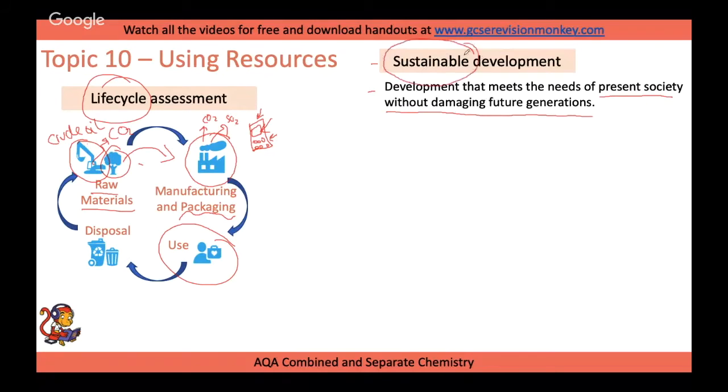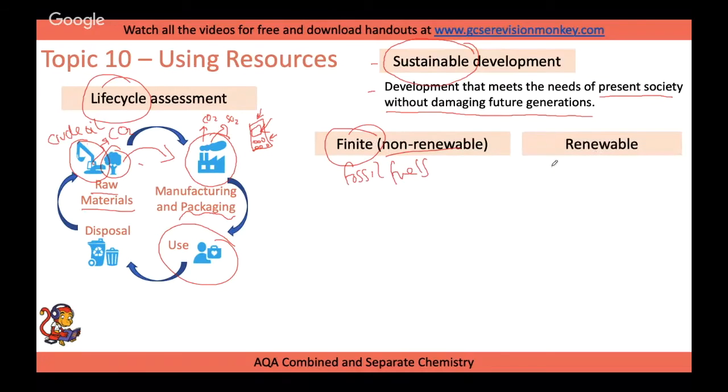We need to make sure that we're using renewable resources where we can and not just exhausting all of our finite resources. Which brings us on to those two words. In chemistry, they use the word finite to describe non-renewable resources like fossil fuels. And in terms of making products and things, renewable resources would be things such as wood and timber that we can replace. So if we're looking for sustainable development, we're going to want to reduce the finite resources that we're using and try and increase the renewable resources.